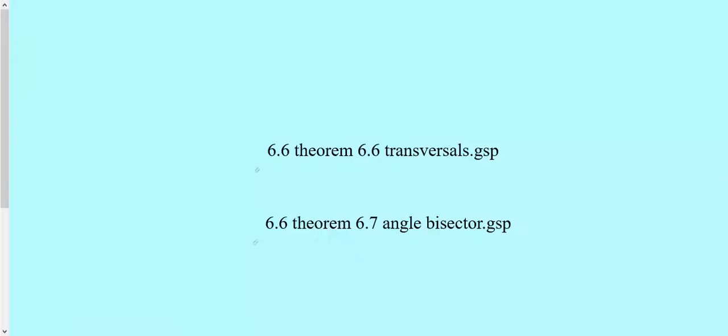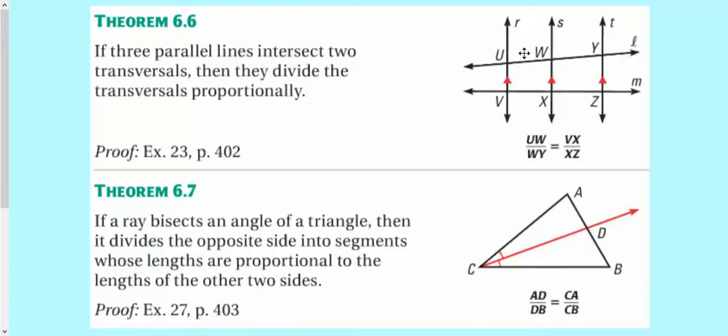And then the two other ones here: UW divided by YW equals VX divided by XZ. Could you say UW divided by VX equals WY divided by XZ? Sure, it's going to be the same answer. And then the last one, you have AD divided by DB equals CA divided by CB. Could you do AC divided by AD equals CB divided by BD? Yes, you could do that as well. There are a lot of different proportions that work. Just make sure you're matching up the corresponding segments.